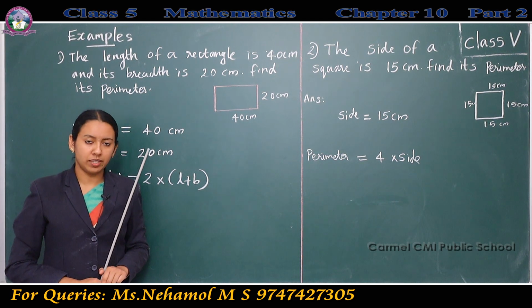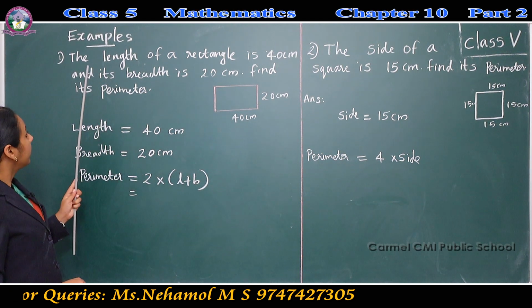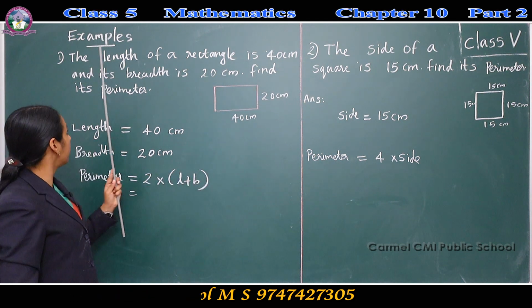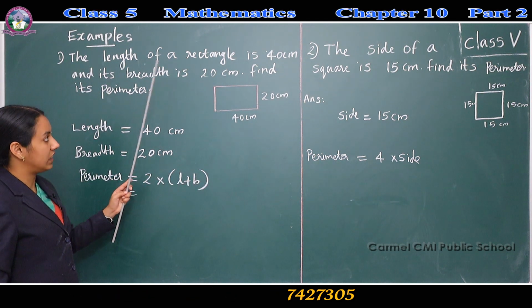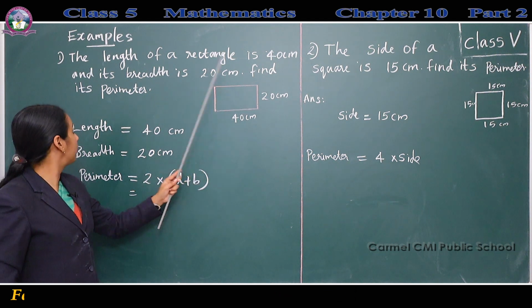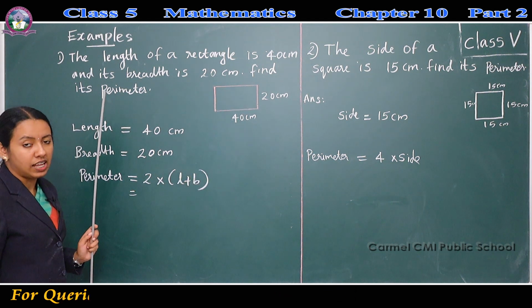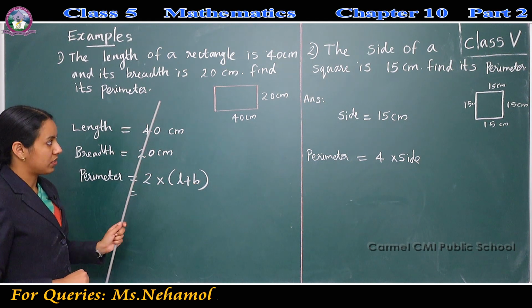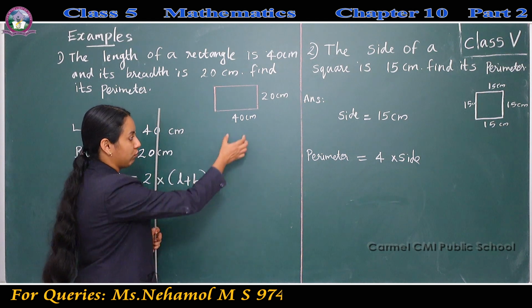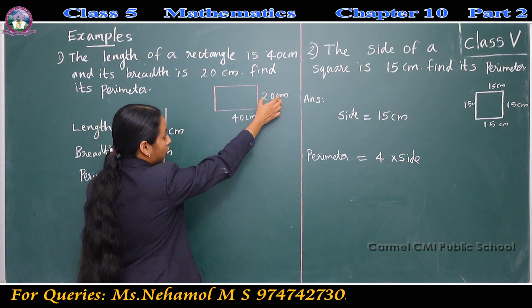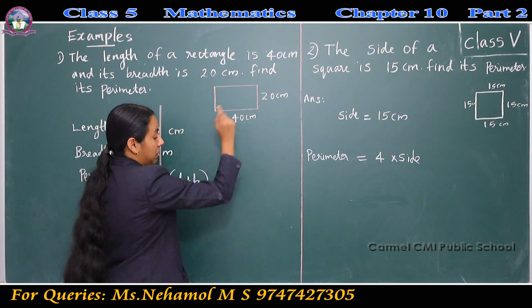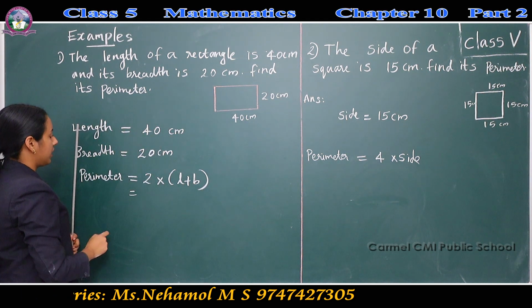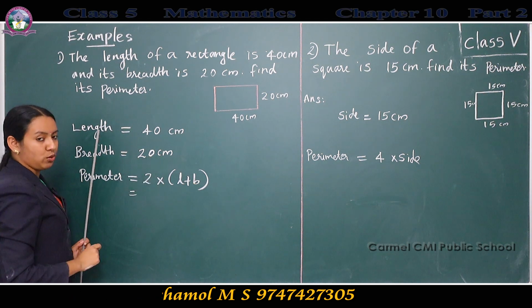We can go through some examples. First one, the length of a rectangle is 40 centimeter and its breadth is 20 centimeter. Find its perimeter. Length and breadth are given. We have to find perimeter. Suppose this is our rectangle, 40 centimeter length, 20 centimeters breadth.